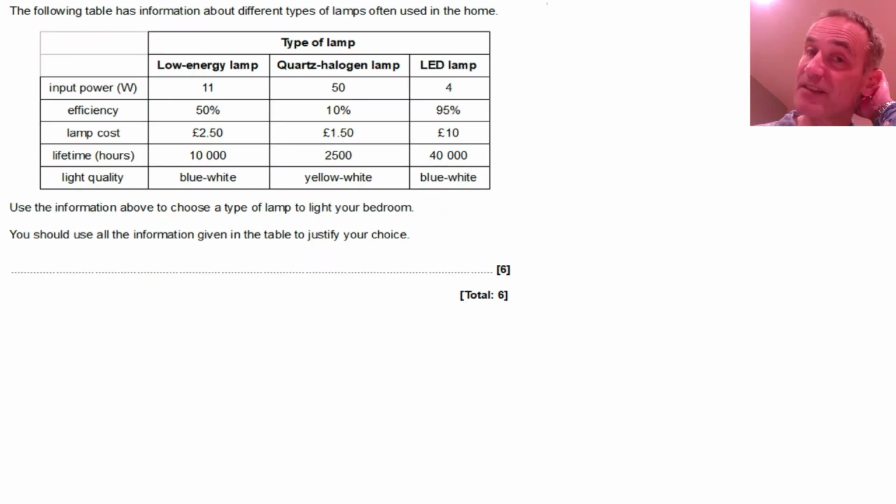So let's have a look at the next question. This one's worth 6, so needs quite a bit of detail. It says, the following table has information about different types of lamps often used in the home.